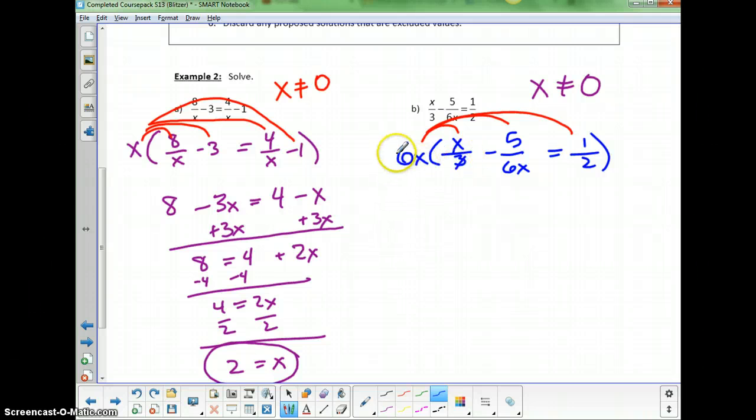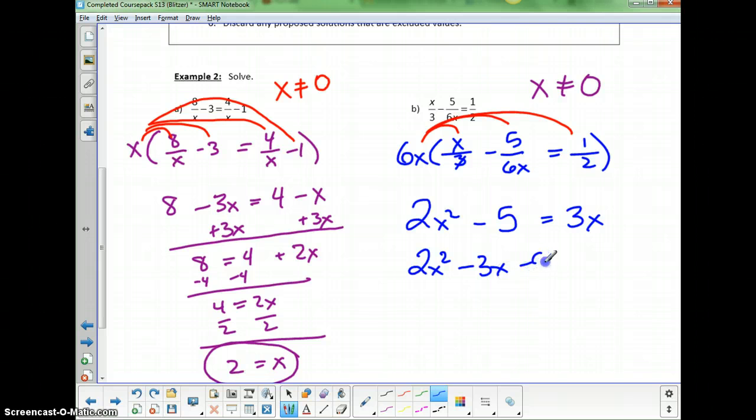3 goes into 6 twice, so that's 2x times x is 2x squared. 6 goes into 6 once, the x also cancels, so that gives me just 1 times 5. And 2 goes into 6 3 times, so that's 3x times 1 is 3x. It's got an x squared, so to solve it, I want to get it equal to 0. So x squared minus 3x minus 5 equals 0. We just subtracted the 3x to the other side.